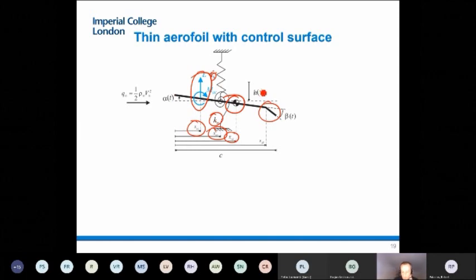I'm going to define two degrees of freedom for it. So h being the vertical displacement, alpha being the torsional displacement, and beta is going to be my command. So this is not a degree of freedom, it's a known control input, whatever we want to do with this flap. This airfoil, as the previous one, is going to be in a current. So a stream velocity V, or dynamic pressure 1/2 rho V squared.